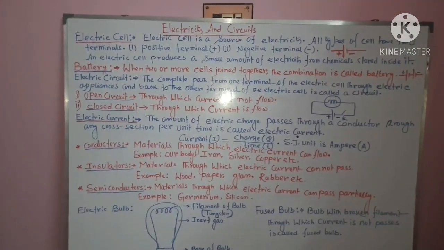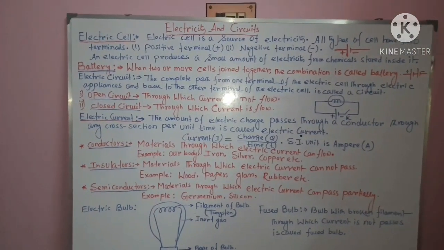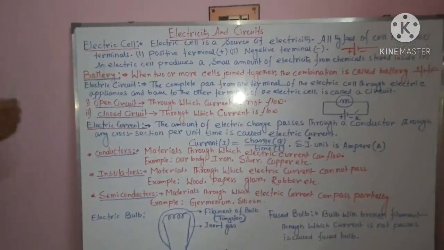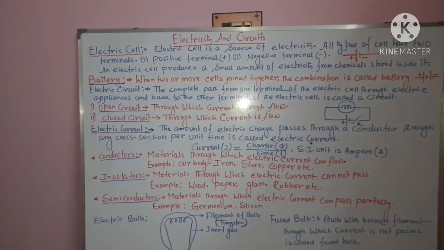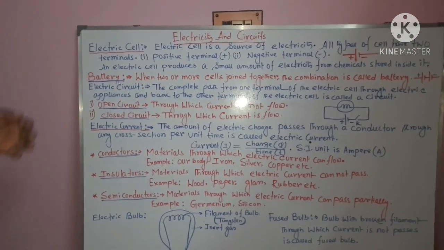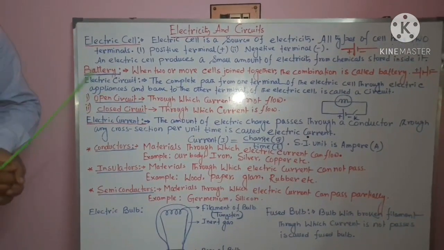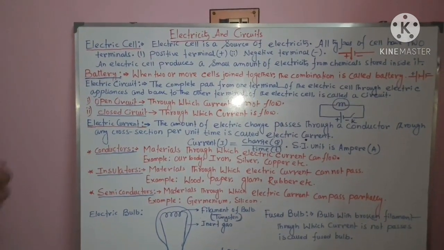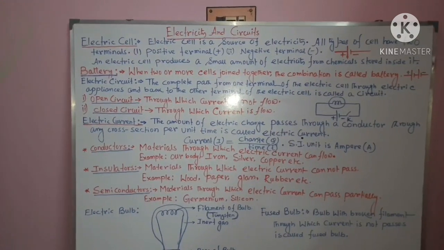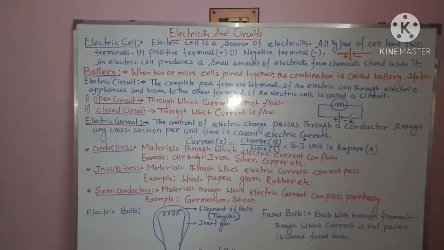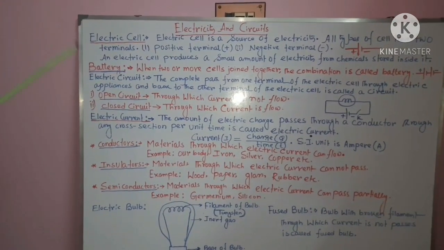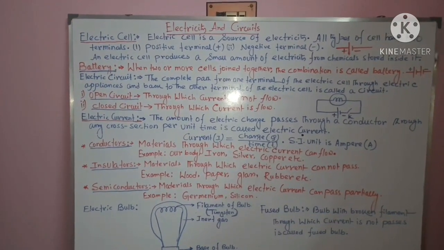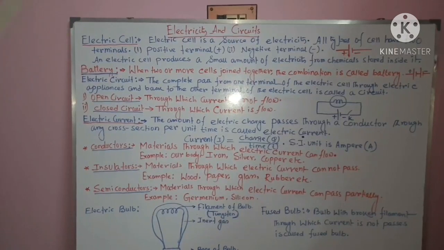So next, after the electric cell, you have to know the electric battery. What do you mean by electric battery? An electric battery is the combination of two or more cells. That's why whenever more electricity is required, we can use a battery instead of an electric cell.